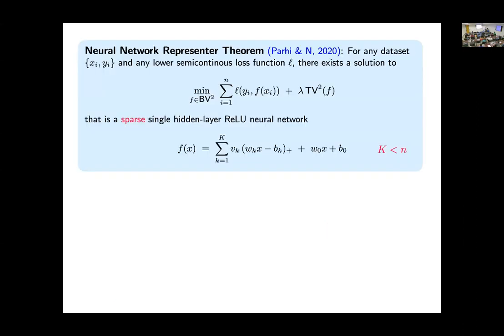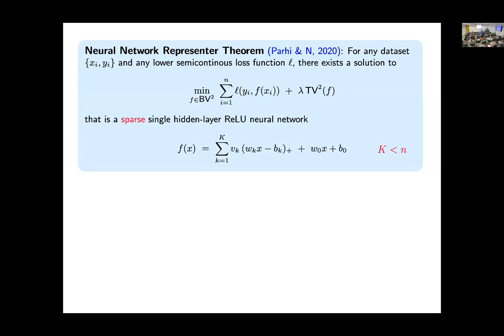Here's the first result. I should have mentioned at the beginning that quite a bit of this came out of Rahul Parhi's thesis, and a couple of my other students, Joe and Lou, have been involved in some of the follow-up work. But this was the first result Rahul had. We're going to look at this optimization over functions in BV2.